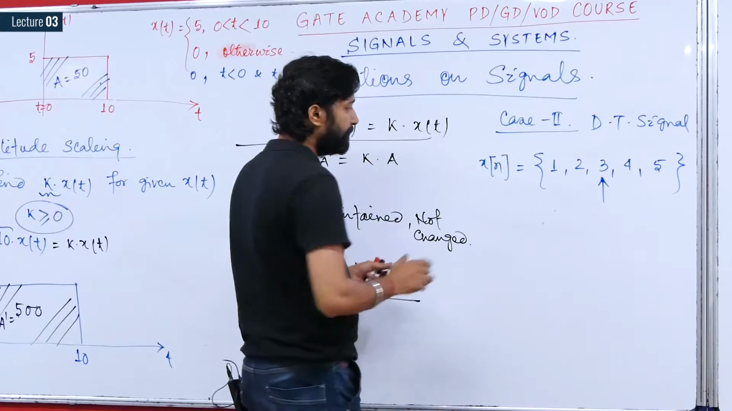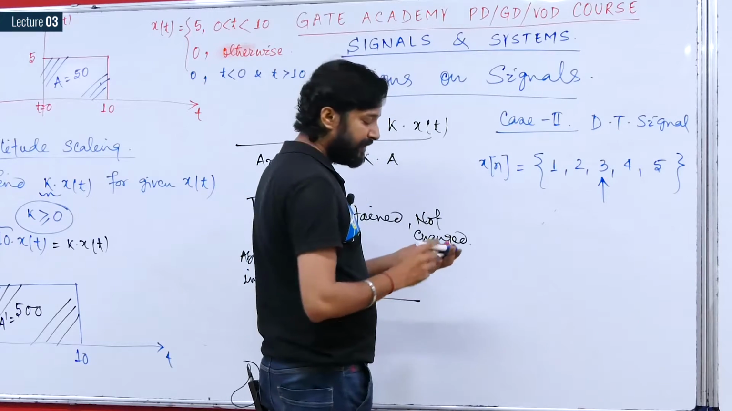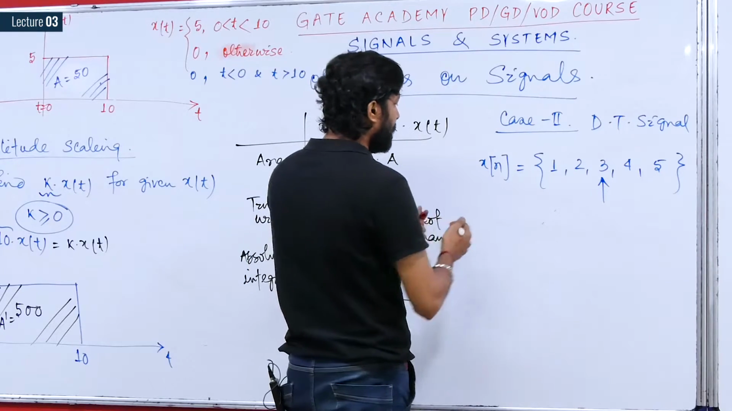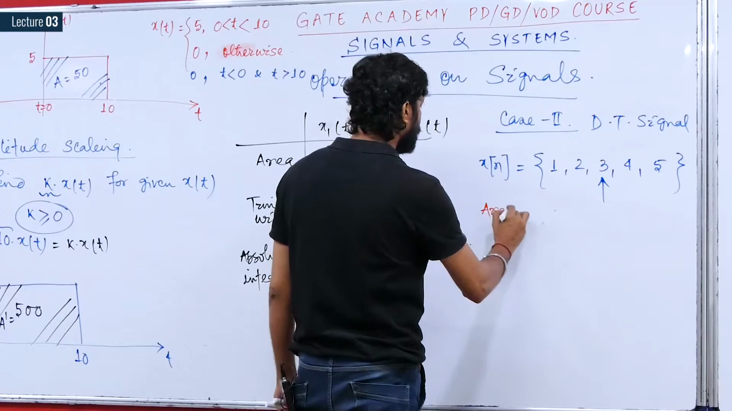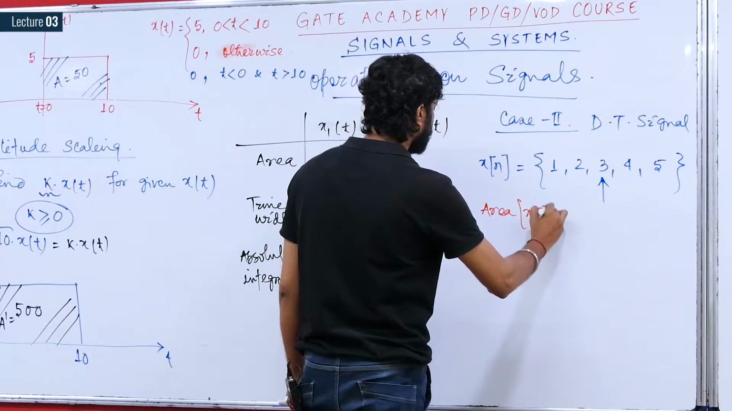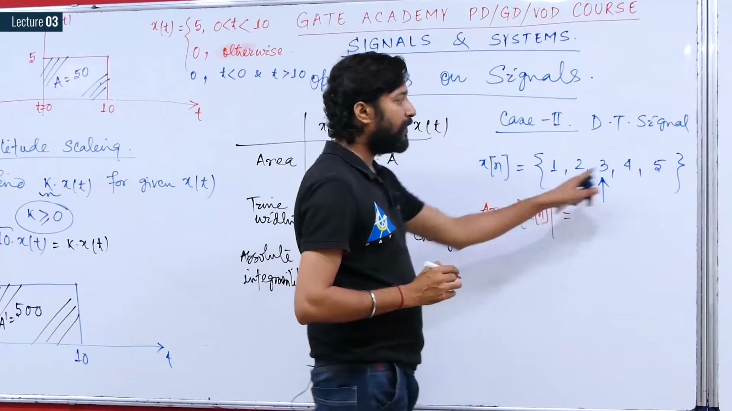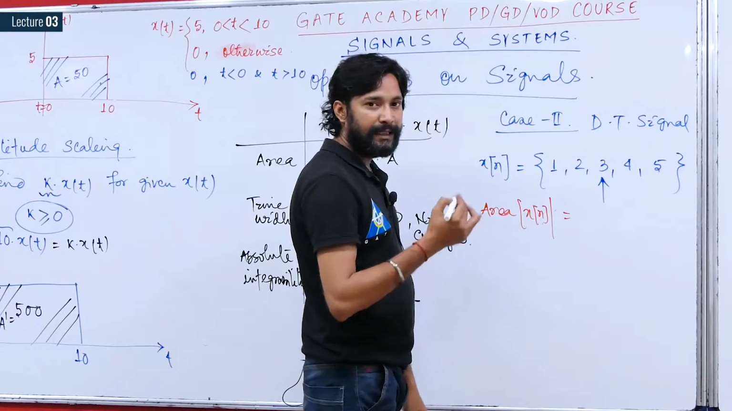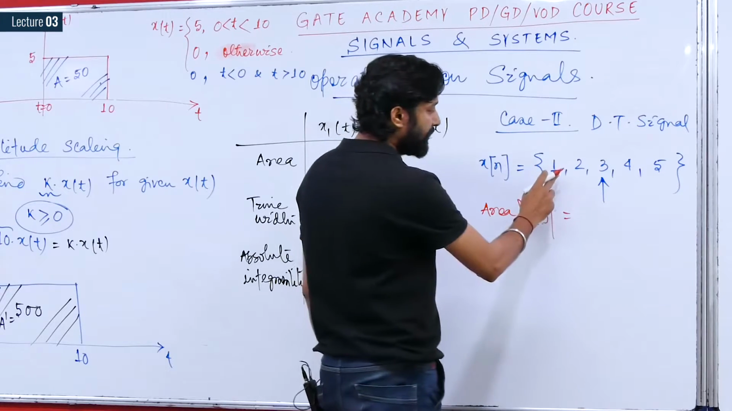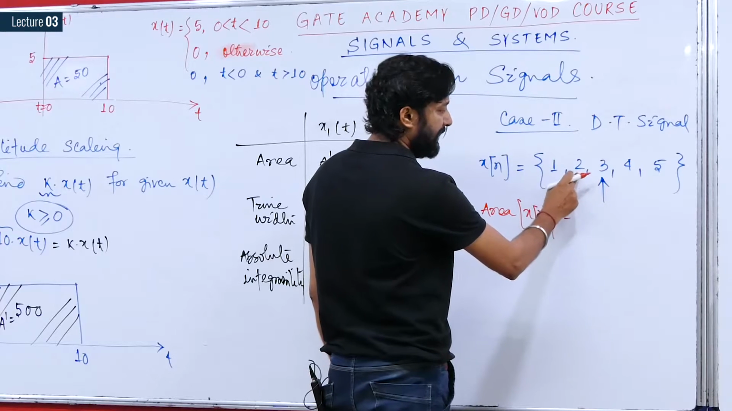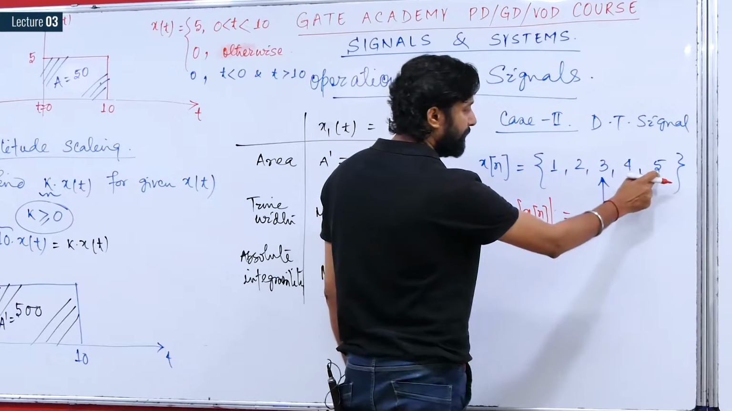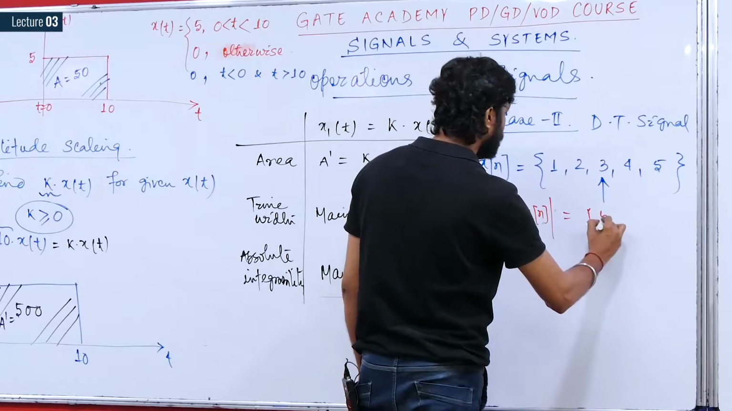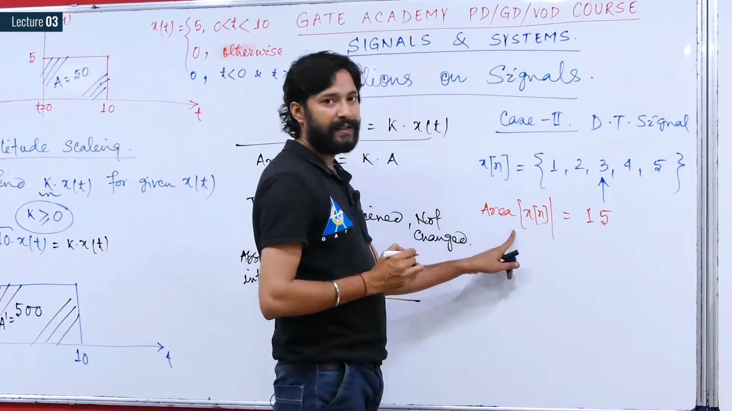Now, let it be signal x of n. If you see here the area of x of n, then what is the value of the area of x of n? It is the sum of all the values, that is summation from minus infinity to plus infinity. We have seen all this. So, the sum of all the values will be 1 plus 2 is 3, plus 3 is 6, plus 4 is 10, and plus 5, that is 15. So, the area of signal x of n is 15.